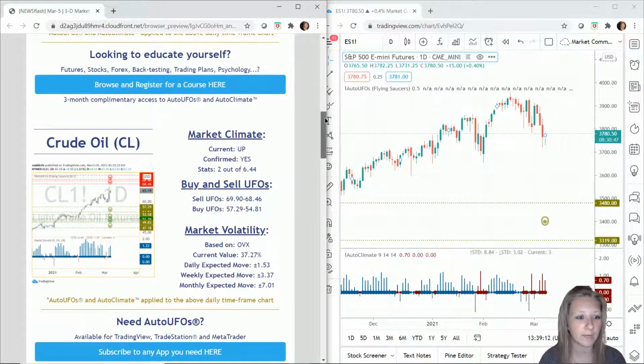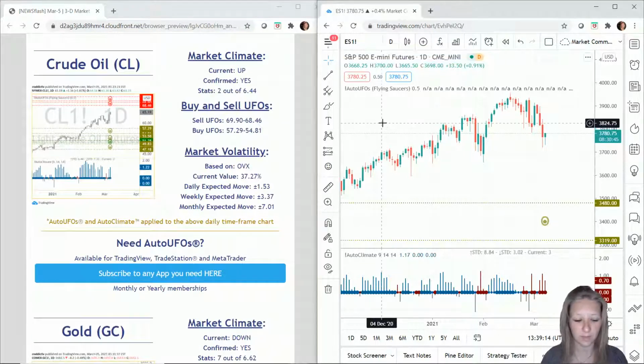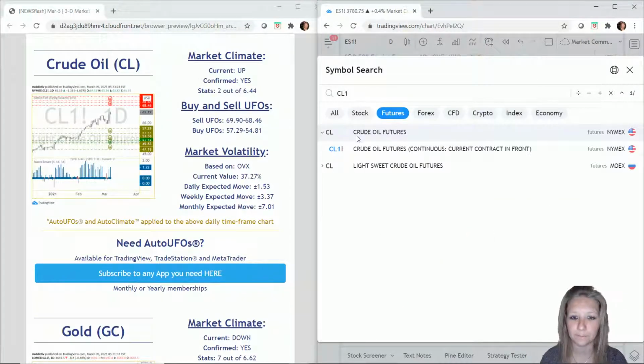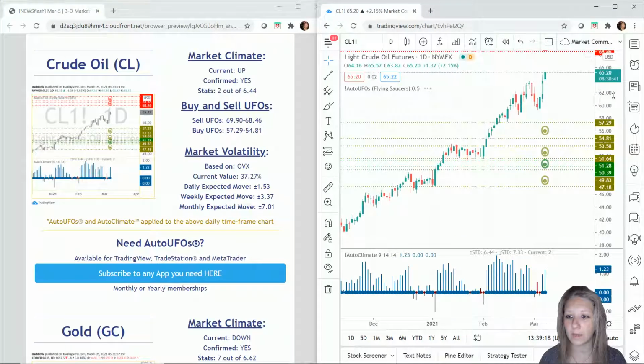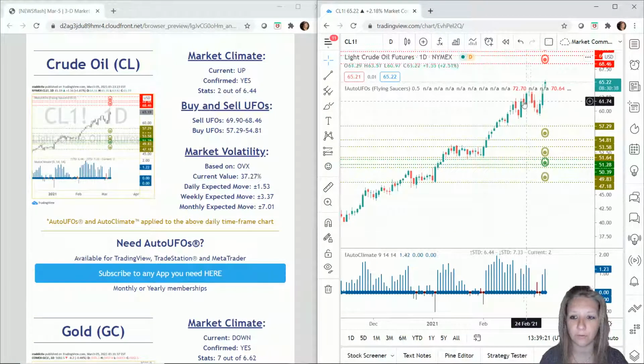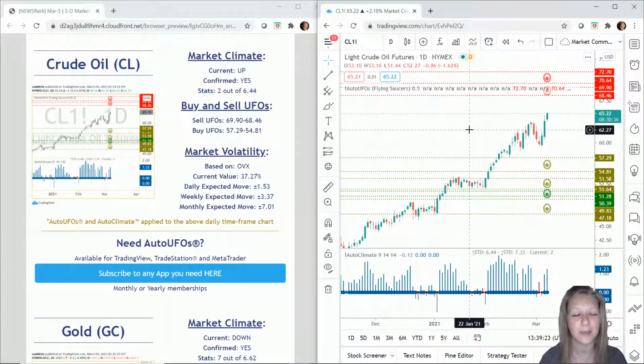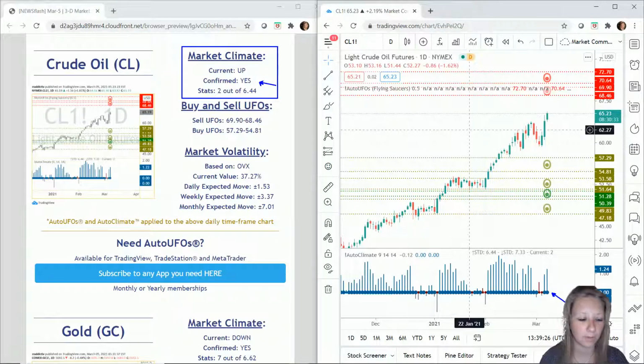Okay, moving on to the next market, which is crude oil. So that would be CL1 in this case. So we are looking at the continuous futures contract again for oil. So again, if you don't understand what that means, we're looking at a representation of oil. Okay, so in this case, we have a confirmed upwards climate. We see that here. Confirmed upwards climate, thick blue dot. That tells us probability to the upside.